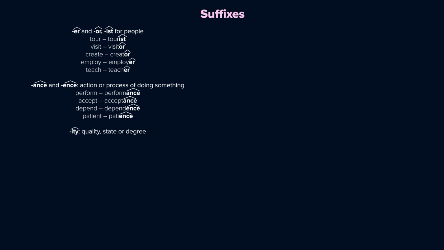Okay, next, ity. The same dictionary defines this suffix as quality, state, or degree. For example, available, the noun is availability, meaning the state of being available. Generous, generosity, the quality of being generous. Stable, stability.